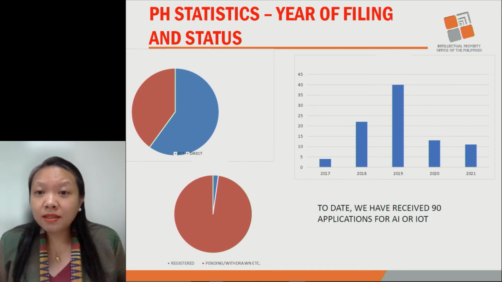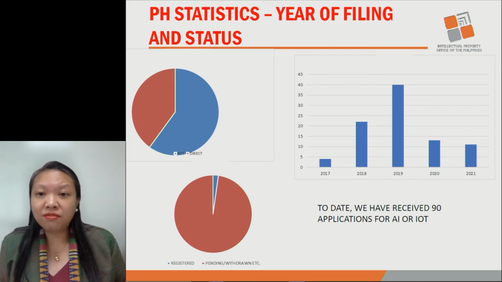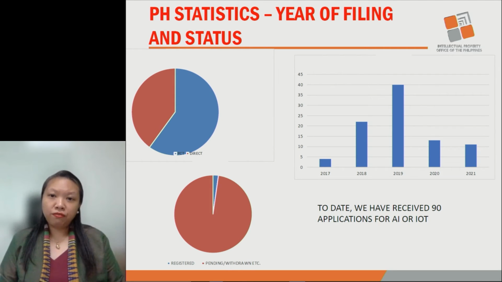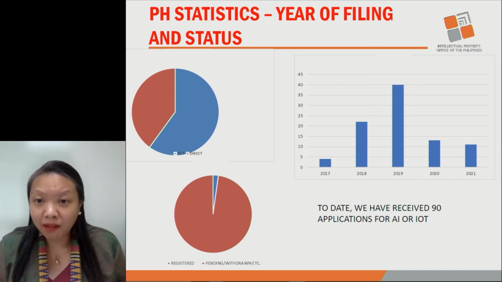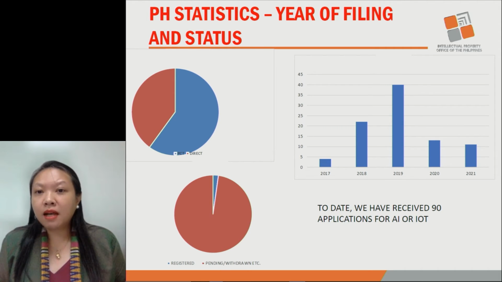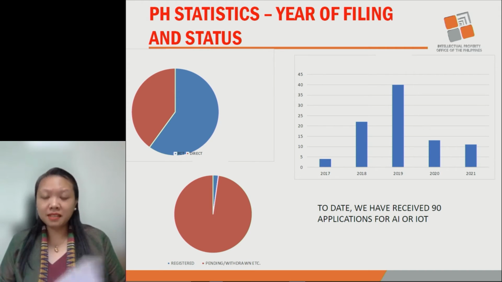So in 2017, we received 4. In 2018, we received 22. In 2019, we received 40. In 2020, we received 13. And in 2021, we received 11. So if you notice, since 88 are pending and 2 have been registered, we currently do not have any pending appeal for AI or IoT related applications. Next slide, please.